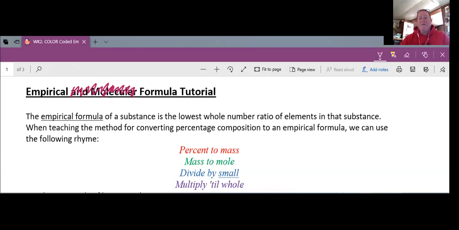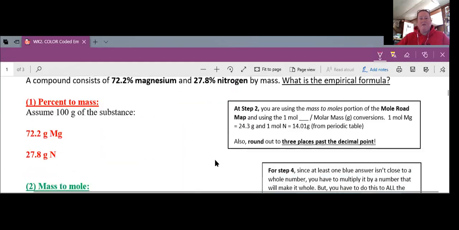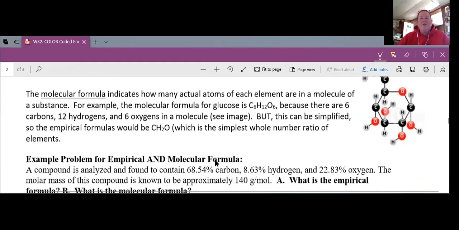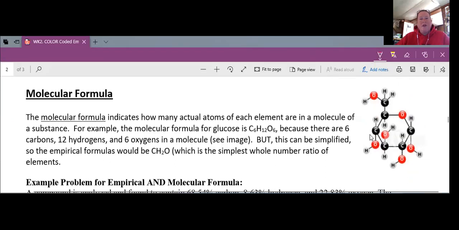For example, there is the element glucose. Let's scroll down a little bit, we'll look at this. So I have the element glucose, and glucose has a formula of C6H12O6. Now that is its molecular formula. That tells us how many actual atoms there are of each element in that molecule. So here is a molecule of glucose, and you will count 6 carbons, 12 hydrogens, and 6 oxygens.